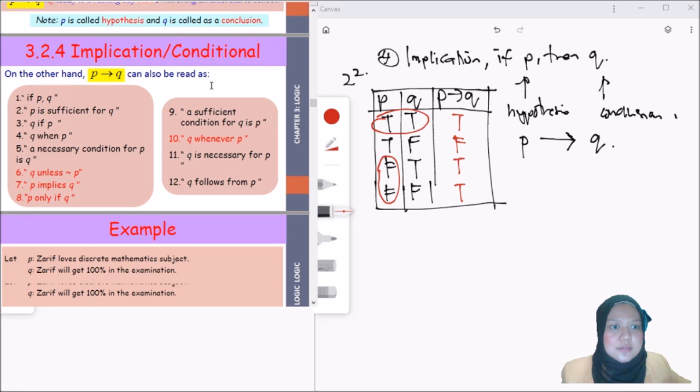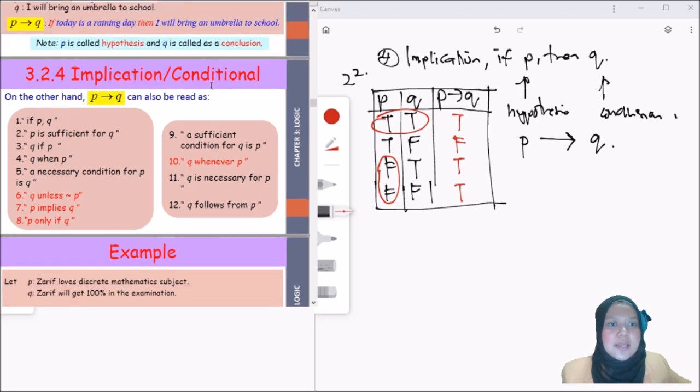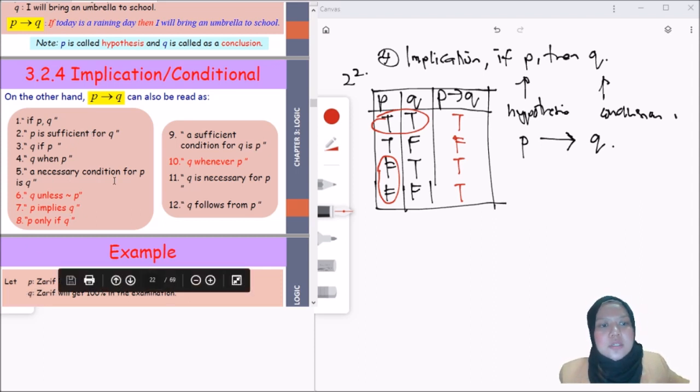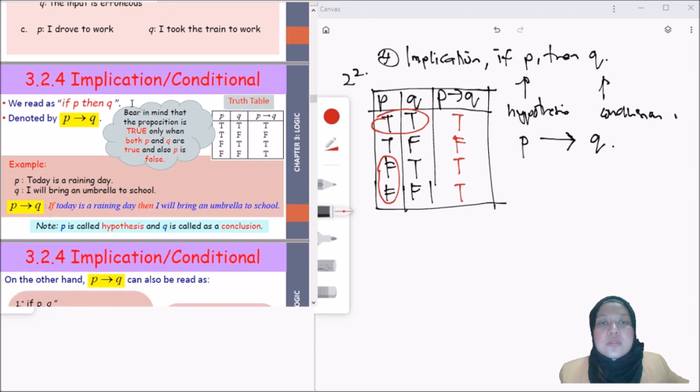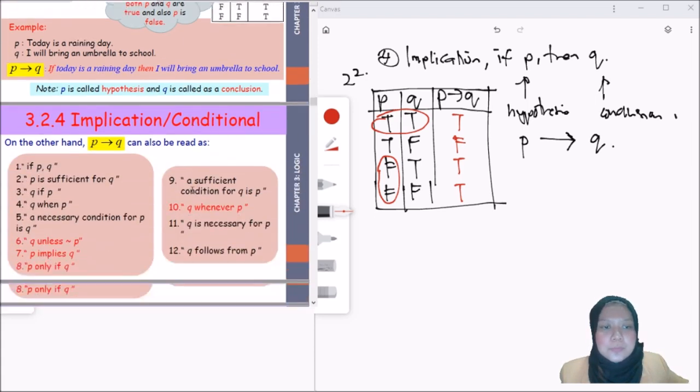The implications can also be read as, okay, if P then Q. P is sufficient for Q, Q if P, so the conclusion happened if P happened, Q when P, necessary condition for P, and so on. So you have to be familiar, because the question might ask you using other than the usual name that we use here, if P then Q. Alright.